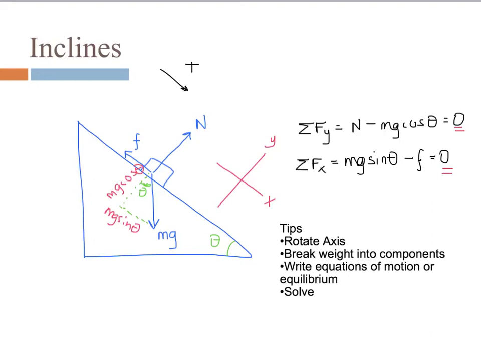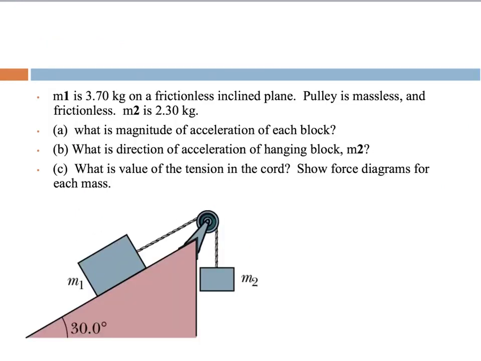So, when you have an object on an incline, make sure that you rotate your axis, break the weight, which is your mass times gravity, into its components, write equations of motion or equilibrium, which is our sum of the forces over here, and then solve for whatever we need to solve for. Again, for this problem, we have both pulley systems and inclines. So we're going to put everything that we've talked about all together.